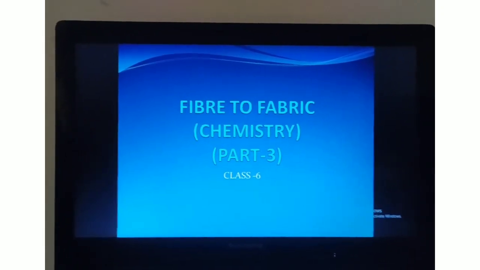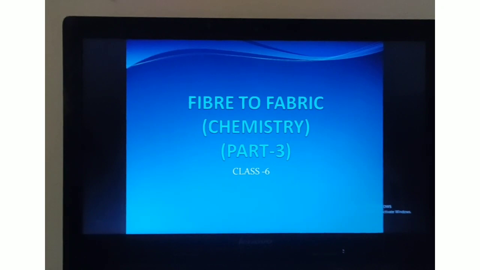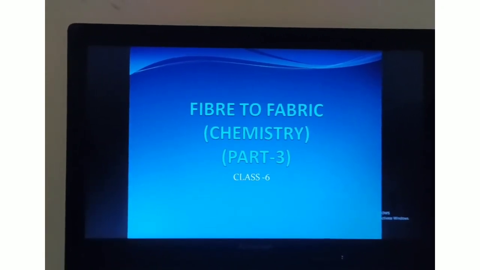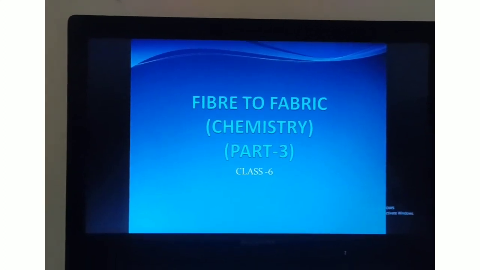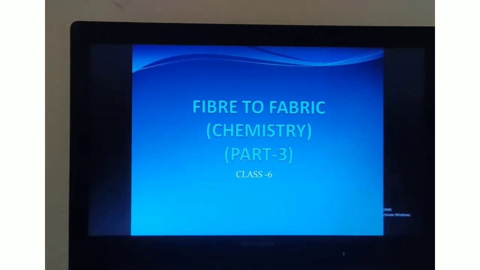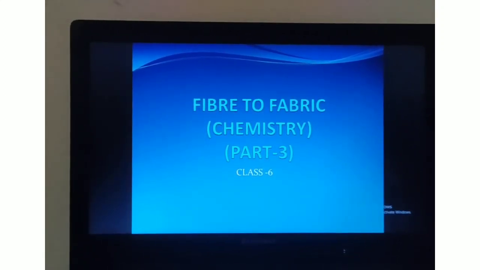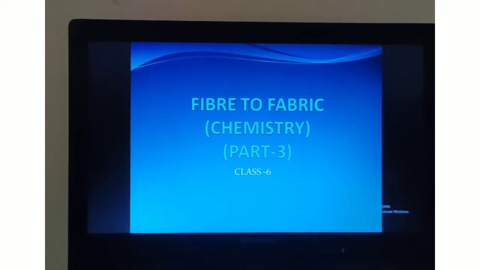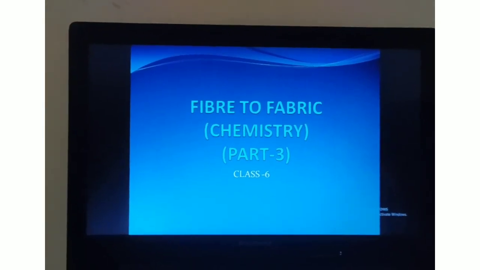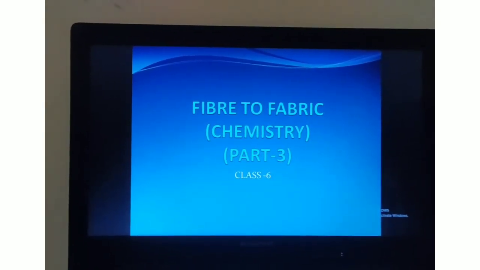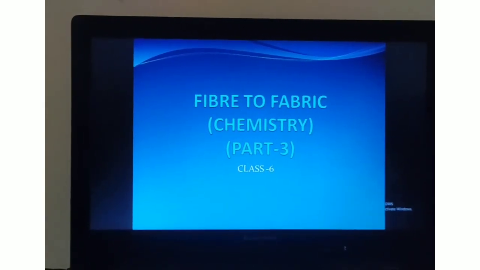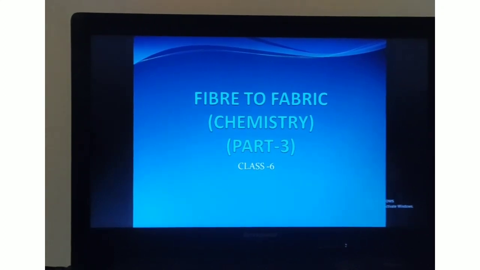We also completed how we get fabric from the fibers, what the journey of fiber to fabric is. In that we understood that this journey has to pass through two processes. The first process is fiber to yarn, and the second is yarn to fabric. The first process, obtaining the yarn from the fiber, is known as the spinning process. Up till here we completed.